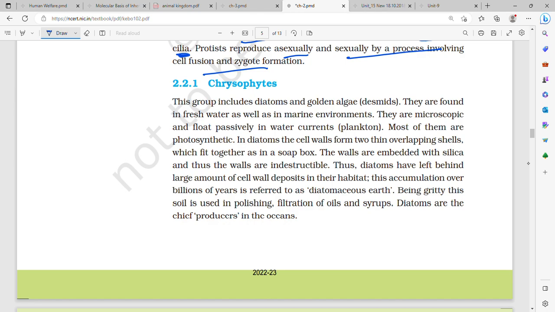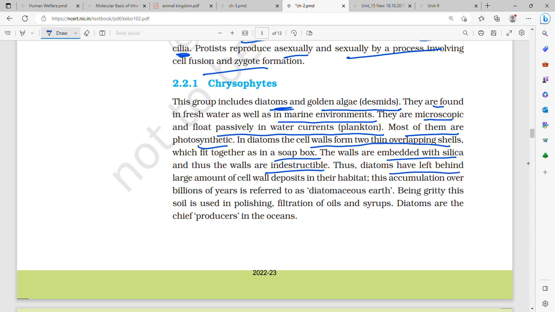Chrysophytes. Chrysophytes include diatoms and golden algae, also called desmids. They are found in freshwater as well as in marine environment. They are microscopic and float passively in water currents, plankton. Most of them are photosynthetic. In diatoms, the cell wall is made up of two overlapping shells which fit together like in a soap box. The walls are embedded with silica and thus these walls are indestructible.